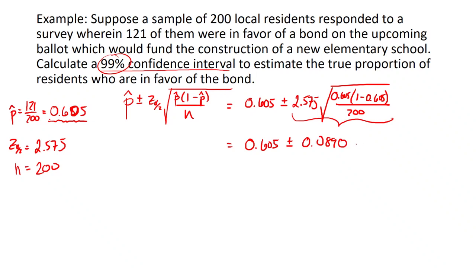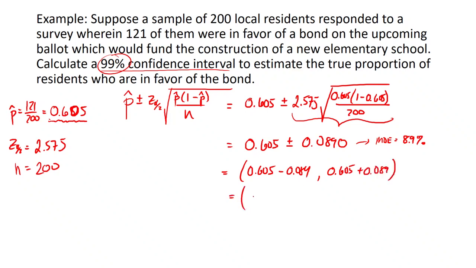That's pretty good. All right, so remember, this right here is our margin of error. Our margin of error here is basically 8.9%. So with the sample size of 200, this is about a 9% margin of error. That's a pretty big margin of error. But anyway, we can finish this off. To get our lower bound, we go from 0.605 down 0.089, and then from 0.605 up 0.089, and then what do our boundaries come out to be?